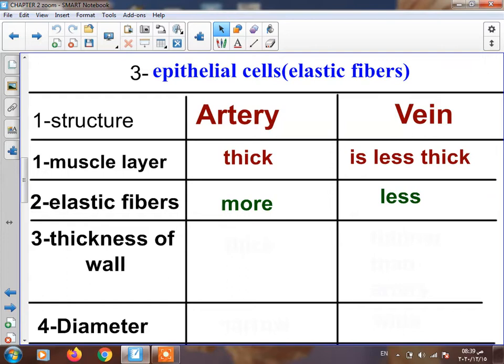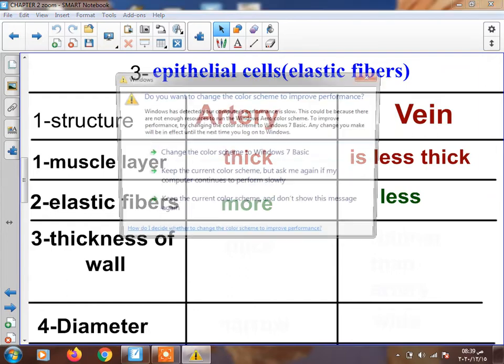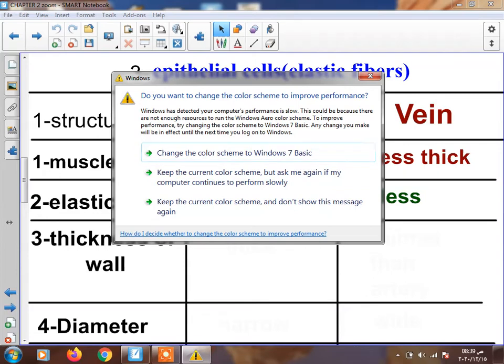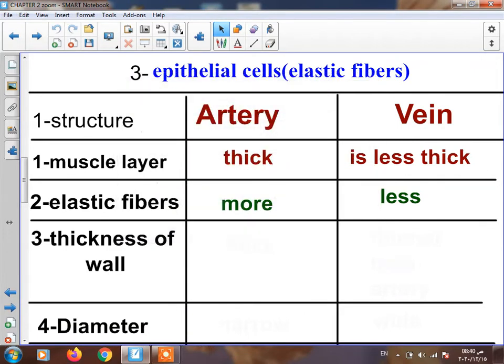Okay, of course, which one has the thicker wall, artery or vein? The same idea as the thickness of ventricle and atrium, if you remember this question. Which chamber in the heart is thicker, the upper chamber or the lower chamber? Of course the ventricle. Why? Because the ventricle pushes blood, but the atrium receives blood. So the wall of the ventricle is thicker than the atrium. The same idea: which one pushes blood, artery or vein? Of course the artery. So the wall of the artery is thicker than the vein. The wall in the vein is thinner than the artery.